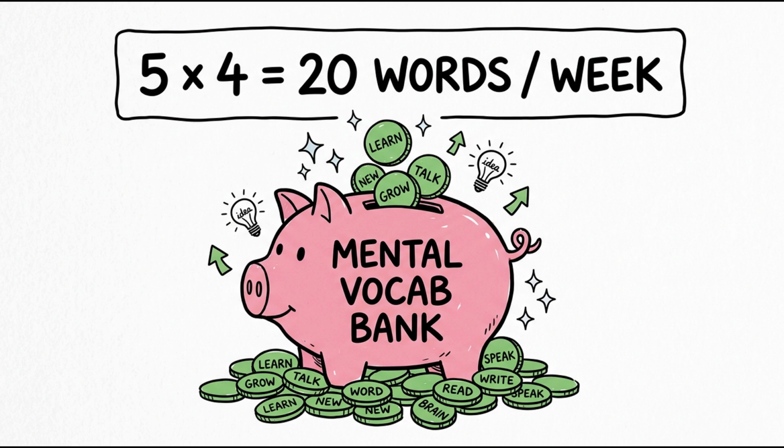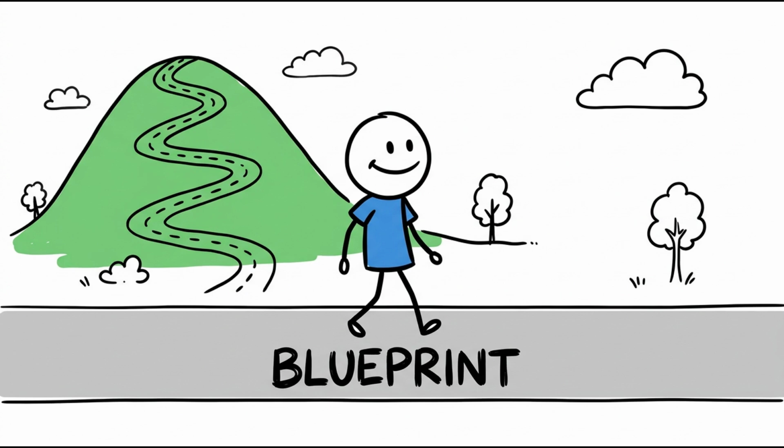When you practice building this matrix format with just 5 new root words a week, you're not simply adding 5 new words to your mental vocabulary bank. You're actually multiplying them roughly by 4, which means you're adding around 20 genuinely high-value vocabulary assets to your active, usable fluency arsenal every single week.